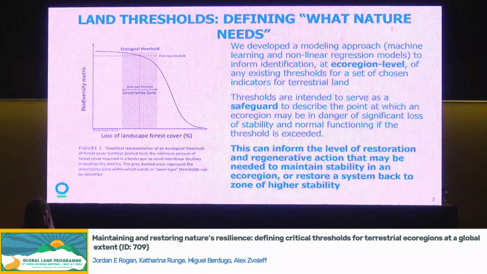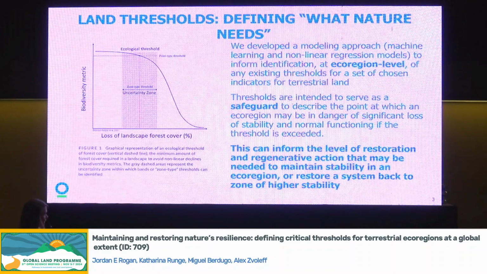Okay. So in order to tackle this, through collaboration with primarily members of the Crowther Lab at ETH Zurich and the Universidad Complutense de Madrid, we generated a reproducible approach and methodology to derive thresholds for terrestrial ecoregions that could be replicated at a global extent. Specifically, we developed this modeling approach that integrates XGBoost machine learning models and a series of nonlinear regression models to identify at ecoregion level any thresholds that might exist for a set of chosen indicators for terrestrial land that are representative of the primary stressors and causes of land degradation globally.